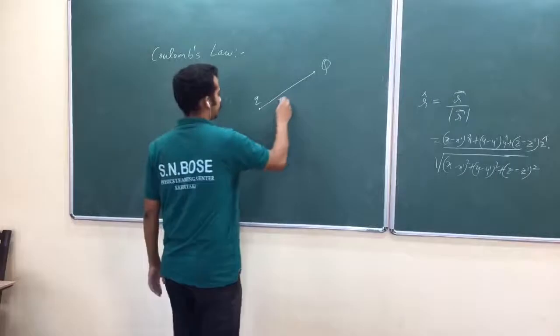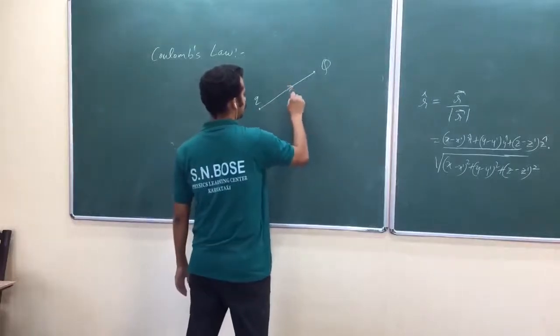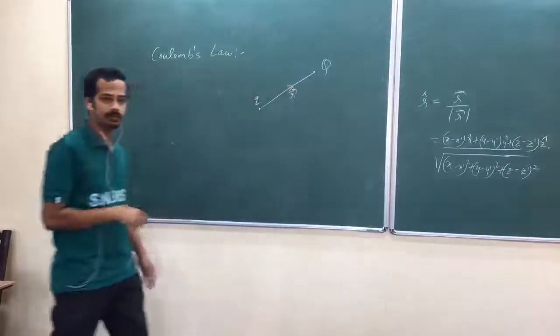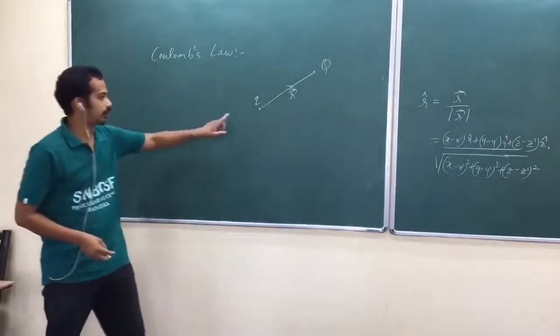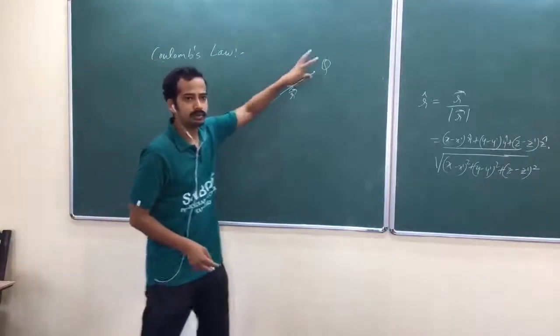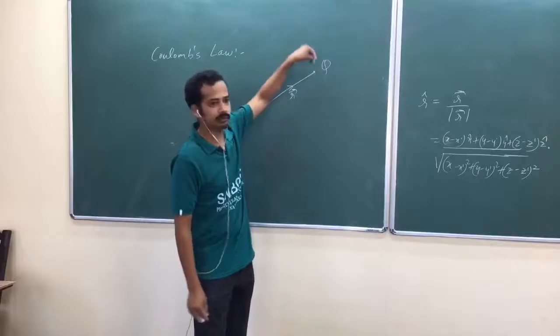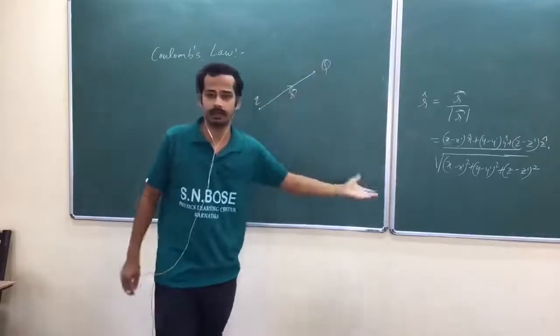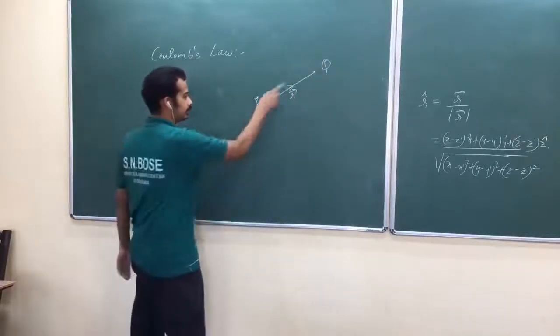From source charge to test charge, we have defined the italic R vector. Do you remember? This is the source, suppose, and this is the test charge. Test charge means the point where we are going to measure the field later. That's why this is the italic R.